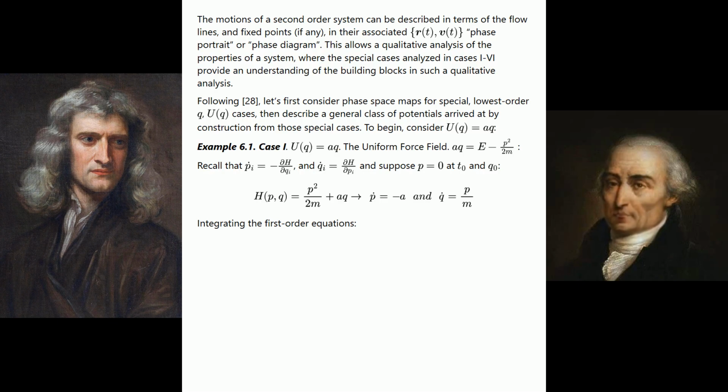To begin, consider U of q equals Aq. Example 6.1. Case 1, U of q equals Aq. The uniform force field. Aq equals E minus the fraction with numerator p squared and denominator 2m. Recall that p-dot sub i equals negative the fraction with numerator partial differential H and denominator partial differential q sub i, and q-dot sub i equals the fraction with numerator partial differential H and denominator partial differential p sub i, and suppose p equals 0 at t sub 0 and q sub 0. See the equation shown. Integrating the first-order equations.